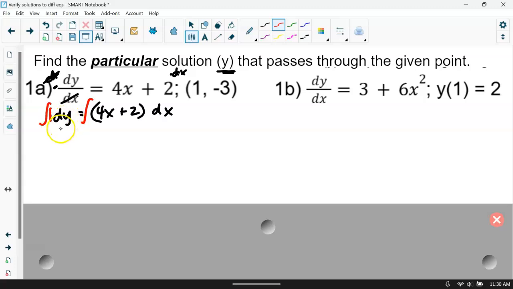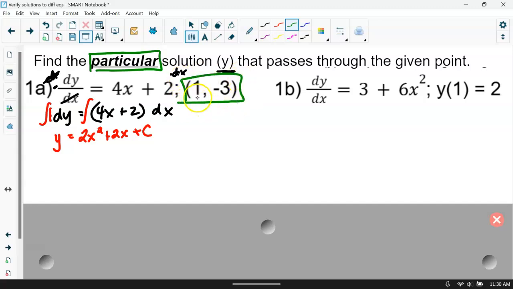So what's the integral of 1? Because this is with respect to y, it's just y. That's how we get what y is equal to. Then we take the integral with respect to x, which is 2x squared plus 2x plus c. Now, this is the general solution. But remember, we're going to focus on the particular solution. So how are we going to do that?